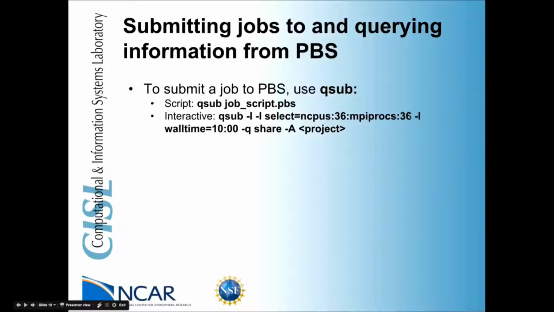I'm asking for 10 minutes of wall time. I'm asking for the share queue, and I'm specifying my project here. Now, you'll notice that since I've asked for 36 MPI processes on one node and the share queue, this submission actually won't work because the share queue is only 18 or less. So this would be a good job for the small queue, which also allows for interactive jobs.